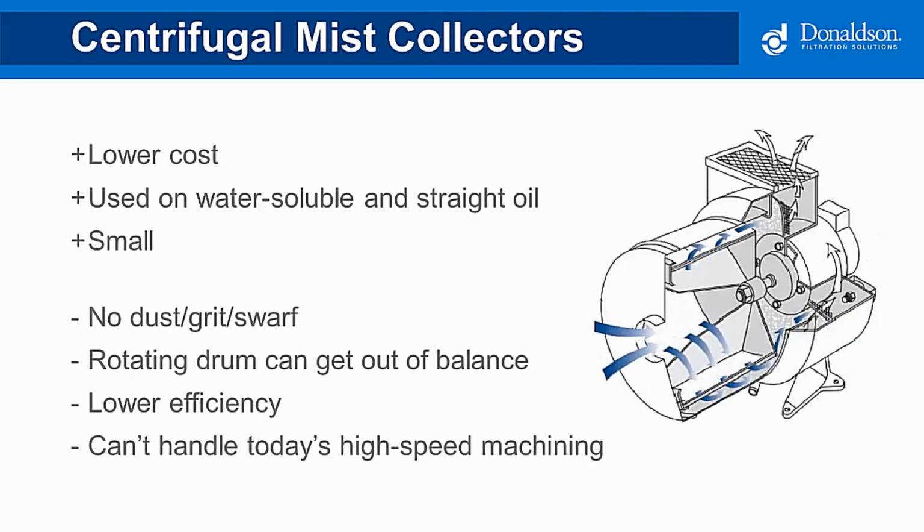Lastly, centrifugal is the oldest technology out there that uses centrifugal force. It pulls mist-laden air into a drum with a rotating blade. The blade acts as a fan that pushes the mist droplets to an outside filter to coalesce and drain. They're usually okay for higher volumes of larger particles, but not nearly as efficient with swarf or smaller mist particles.